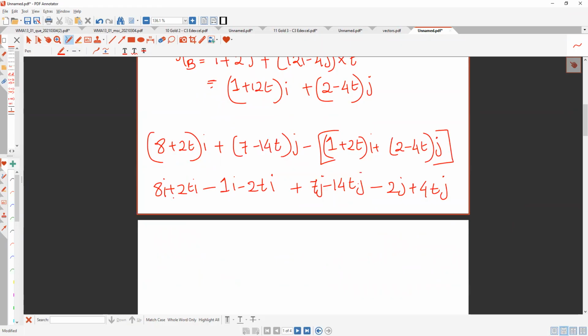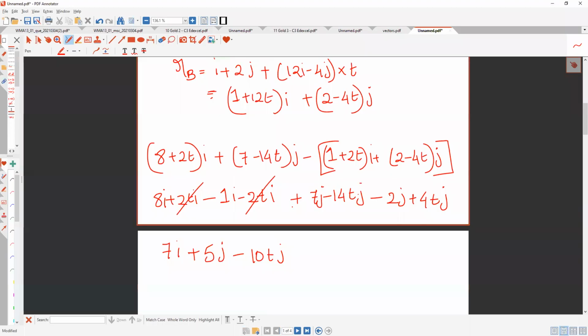So 8i আর 1i কে minus করলে you will get 7i. Then 2ti আর এদিকে 2ti, what will happen to both of them? Cancelled. Fine then, let's go with the j over here. What is 7j minus 2j? 5j. And minus 14 plus 4 is going to be minus 10tj. Clear? Let's see what's on top over here.